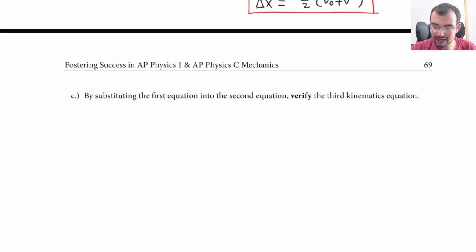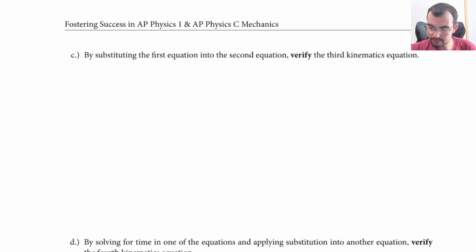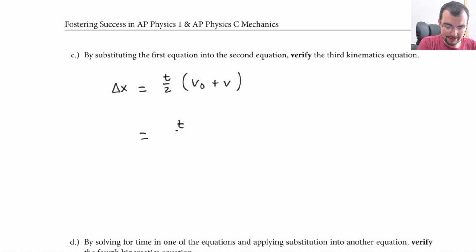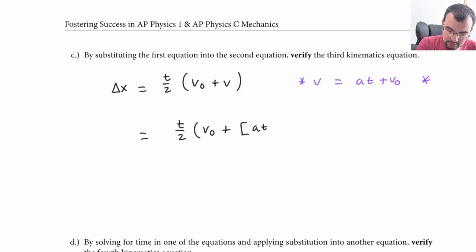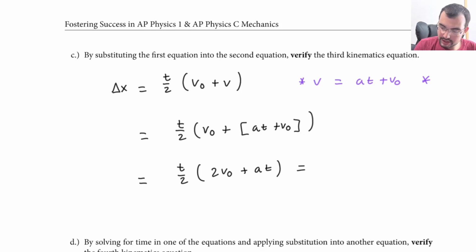All right, now we just got some algebra, so we're just going to be plugging stuff in. So we had delta x is equal to t over 2 times v0 plus v. But earlier, we derived our first kinematics equation for v. We said that v was equal to at plus v0. So we can just plug that in for v. We can combine like terms inside and get 2v0 plus at. And then we can do some distributing.